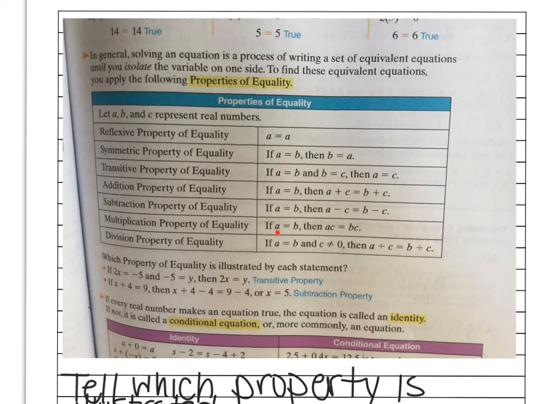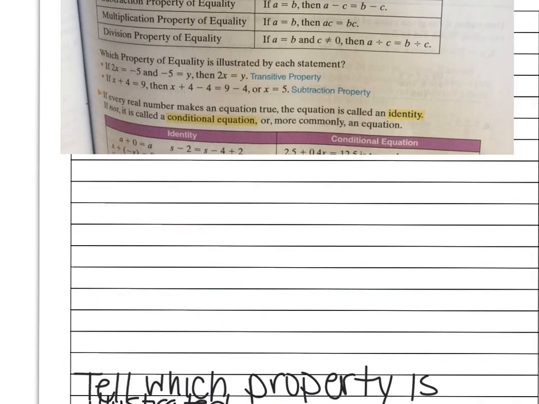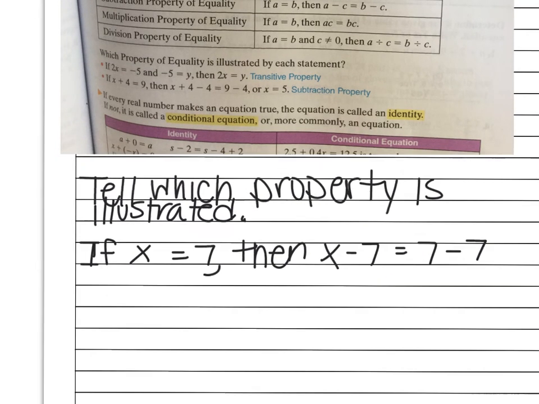The multiplication property of equality: if a equals b, then if you multiply both sides by c, they should still stay equal to each other. The division property of equality: if a and b are equal and c is not 0, then if you divide both by the same number, they are also equivalent. So it's going to ask you to tell which property is illustrated.